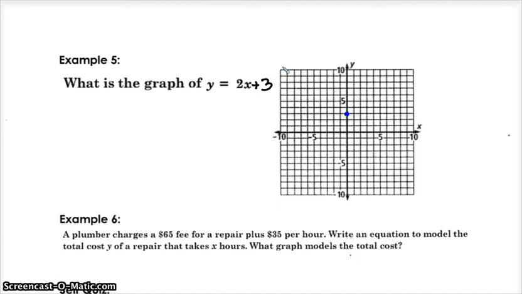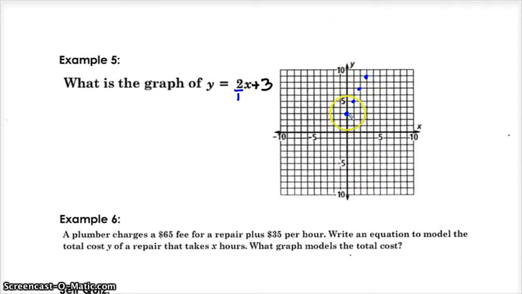Now, from that point, I will move my slope. The slope here is 2. That tells me I'm going up 2 and over 1. So from this point, I'll move up 2, 1, 2, and over 1. I can continue in this pattern as long as I like. I can go up 2, over 1, up 2, over 1. Eventually, these points will make a line.